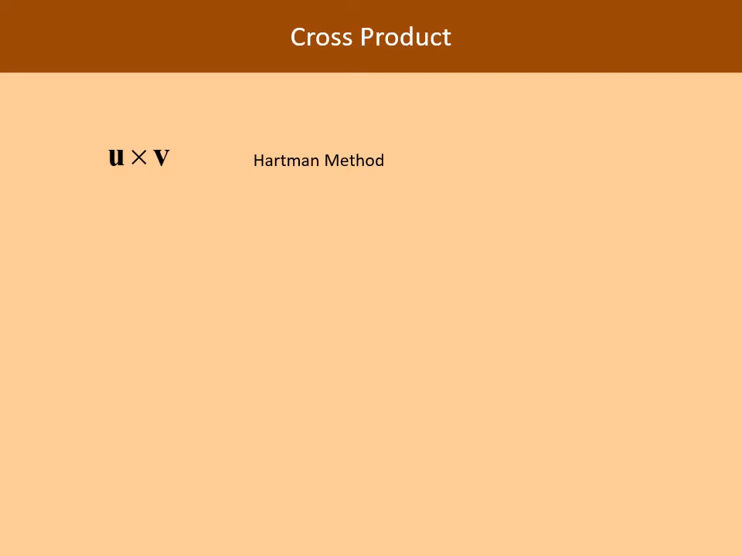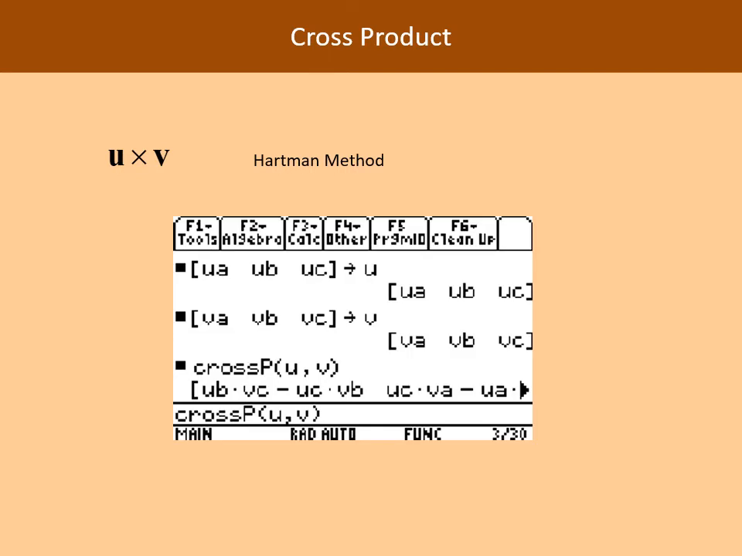I'll bet you can guess the third method for finding cross products. It is indeed to type it into the TI-89 calculator. There is built into the TI-89 the crossP command, cross product. You can get that from the catalog, or you can literally type crossP.